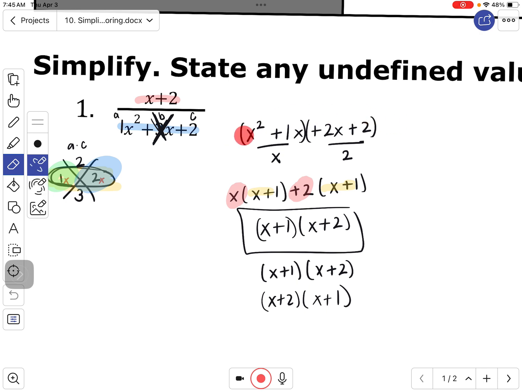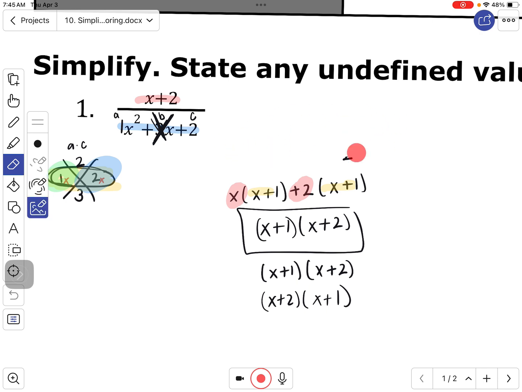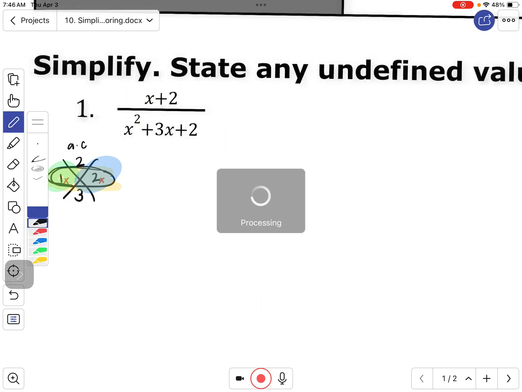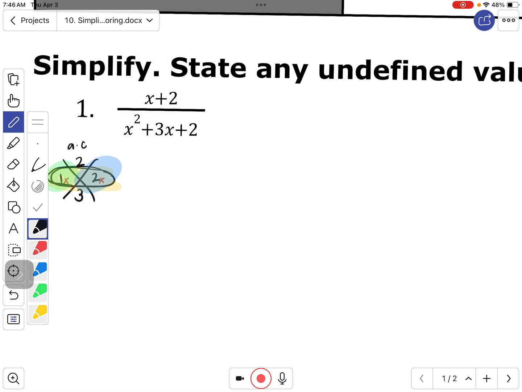Okay, so I'm going to get rid of all of this. And you still have to factor, but you can factor the fast way. So I'm going to say equals, put my line in there. Okay, my x plus 2 on the top is going to stay x plus 2. That's not going to change, but my bottom is going to turn it into those two sides.